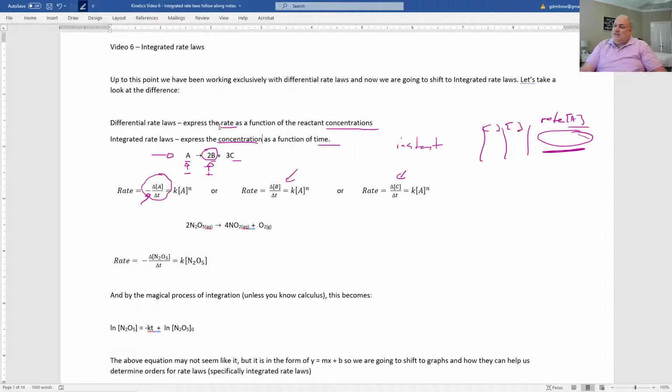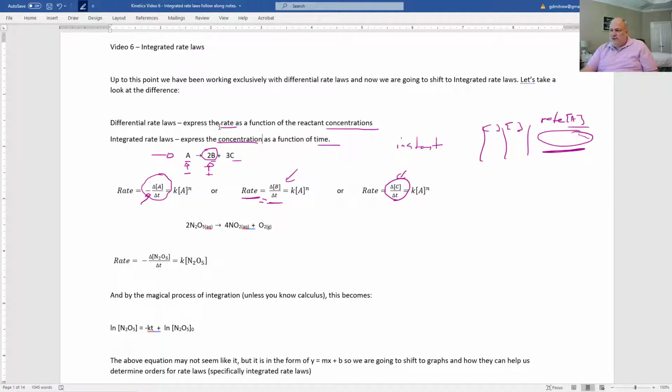Now, if they do choose to write the rate in terms of B, they're not going to say 2A in there, because that's just the ratio between these two. But I want you to be familiar that rate and this are the same thing. So if you see it written like change in C over change in T, which is change in concentration of products over change in time, that is what rate is.